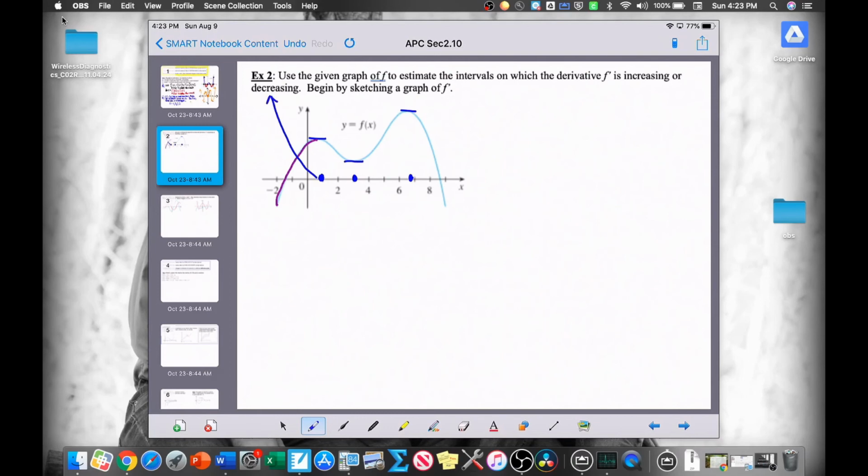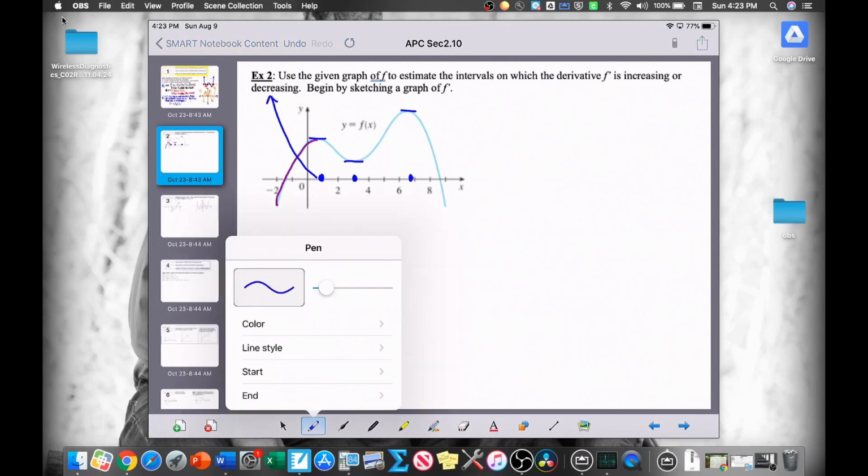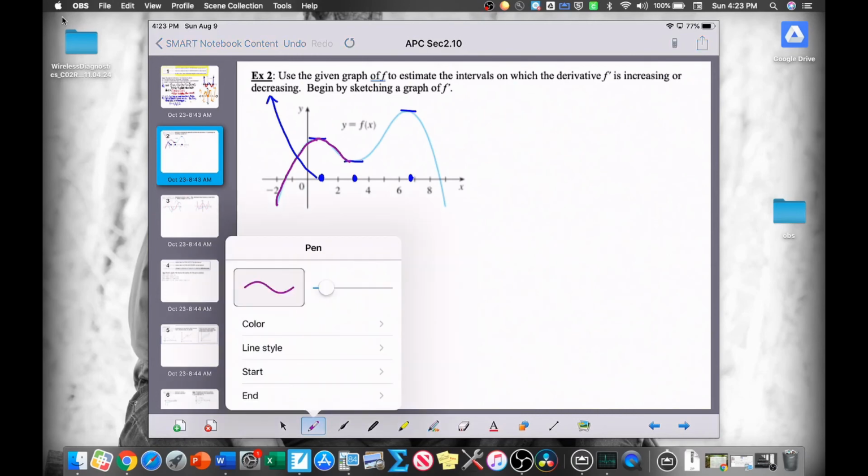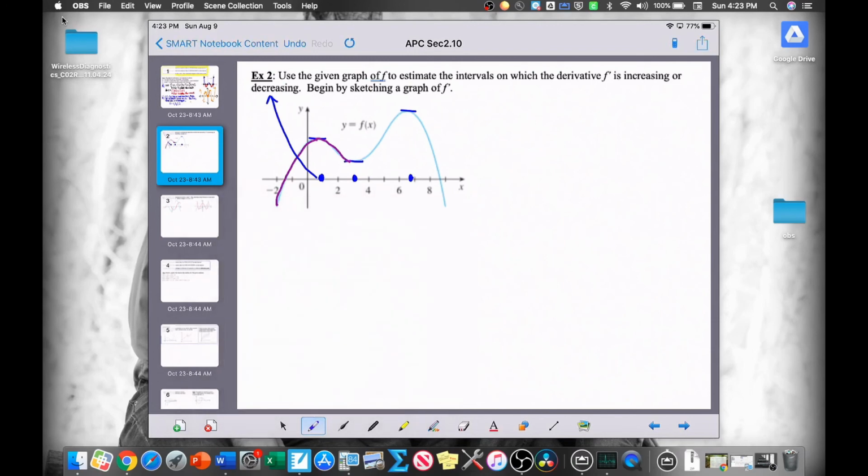Then I know from about x equals 1 to about x equals 3, on my original function f of x, I am decreasing, because from left to right, the graph is going down. When I'm decreasing, I know that my derivative must live below the x-axis. So between x equals 1 and x equals 3, I have to dip below the x-axis.